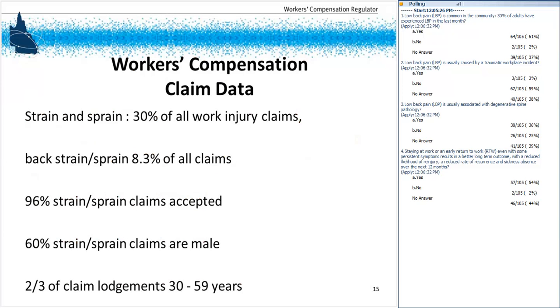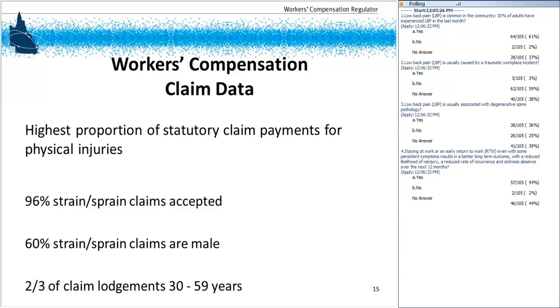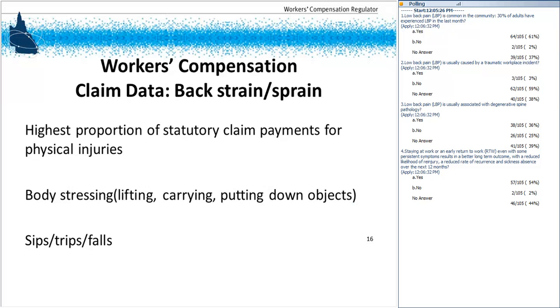This next slide provides a summary of recent claims data on lodged claims for low back pain, strain or sprain in the Queensland jurisdiction. Now, accepted low back injuries make up the highest proportion of statutory claim payments for physical injuries, and there's a significant common law exposure. Interestingly, 60% of claims are in male workers and 2/3 of claim lodgements are in the 30 to 59-year age group. Back strain, sprain, well, the most common reported cause for these conditions is body stressing, followed by slips, trips and falls.